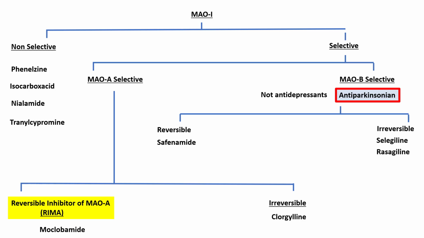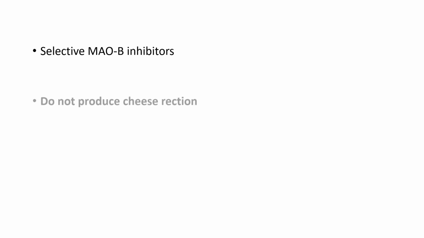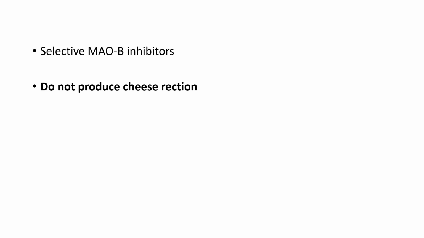The non-selective MAO inhibitors and the MAO-A selective inhibitors are all antidepressant drugs. The MAO-B selective inhibiting drugs are, on the other hand, anti-Parkinsonian drugs. The selective MAO-B inhibitors do not produce the dreaded cheese reaction shown by the other MAO inhibitors, but they can still produce serotonin syndrome.